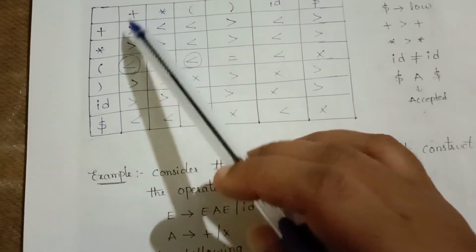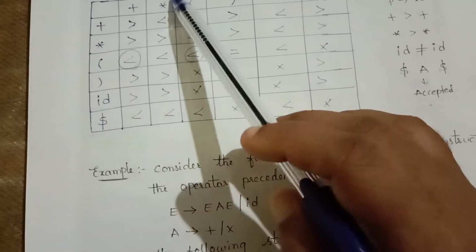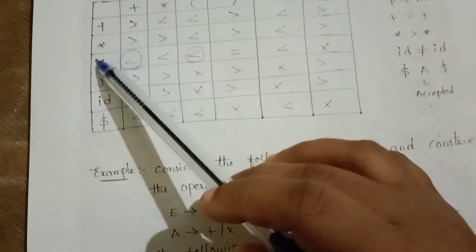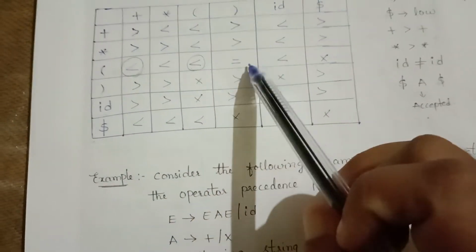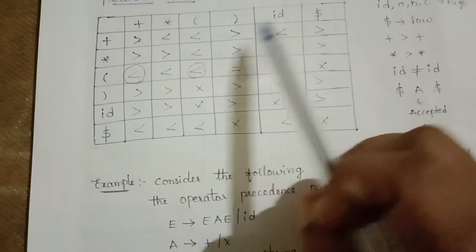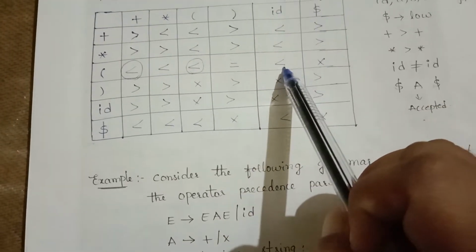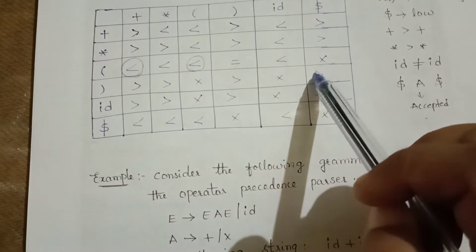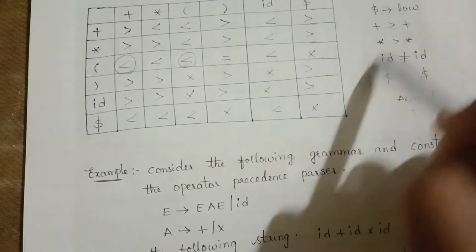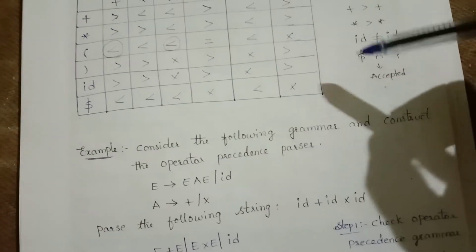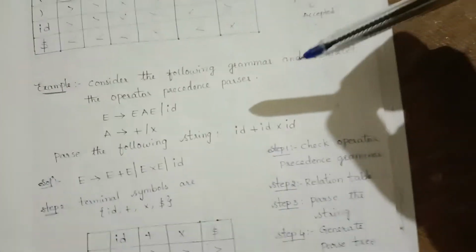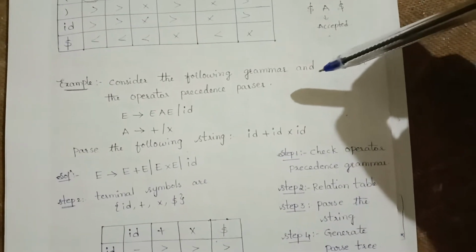Left parenthesis on plus is less than, left parenthesis on star is less than, left parenthesis on left parenthesis is less than, left parenthesis on right parenthesis is equal to, and left parenthesis on ID is less than. Left parenthesis and dollar is not equal to. So this is the table. Just have a look at this precedence table, and consider it with this example and you will understand clearly.